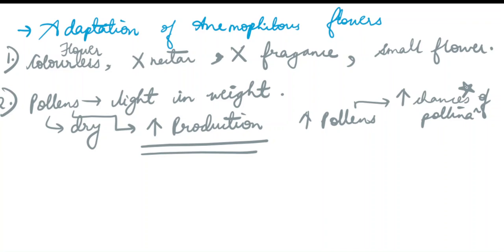Now wind is a very random phenomenon, which means some pollens will fall here and there. So if we have more pollens, then some pollens will go to flowers, and some may fall here and there. So these flowers are producing pollens in higher amounts so that the chances of pollination increase, or else some pollens might fall here and there. For this reason, to increase the chances of pollination, they increase the production.